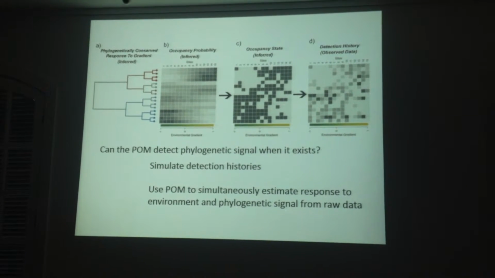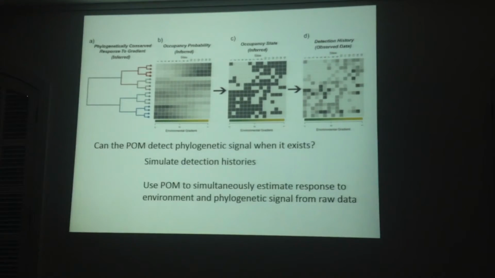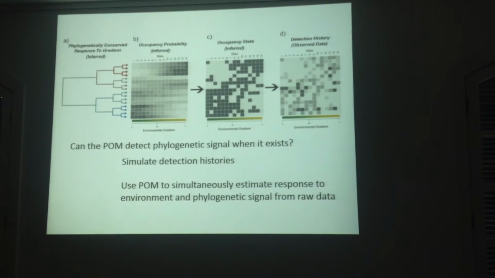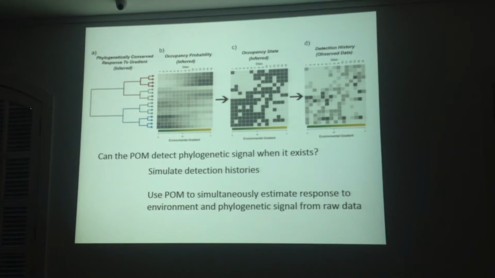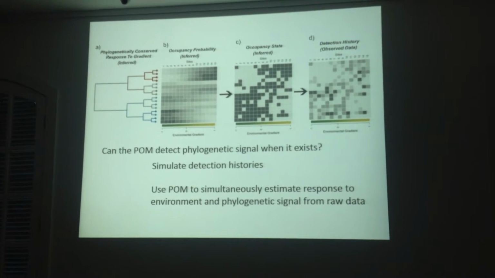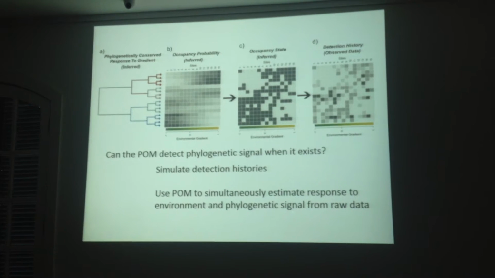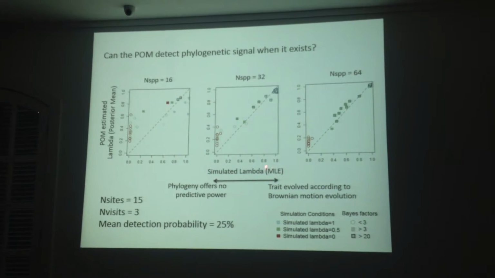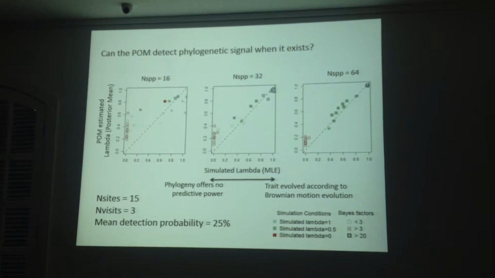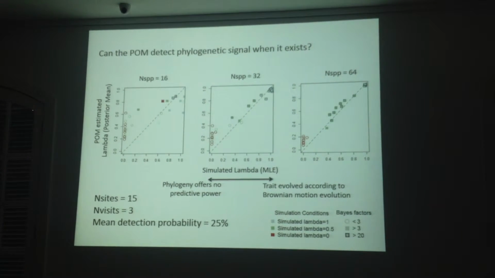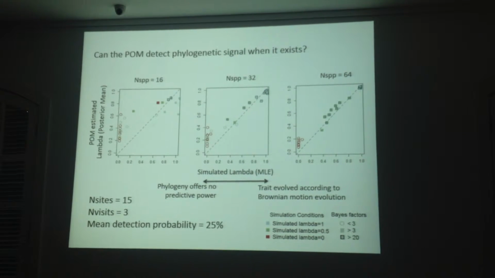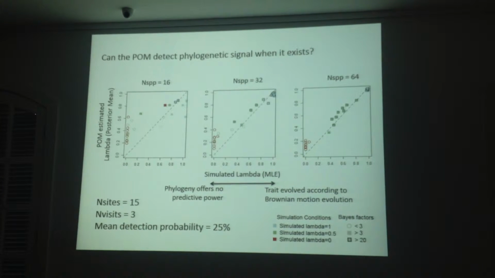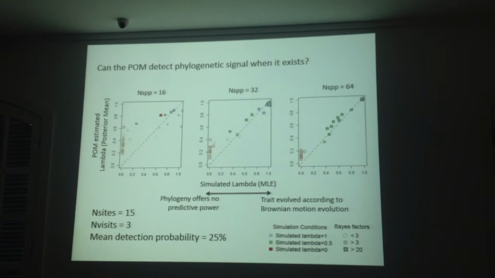Now that we've established this framework, the next question is, does it actually work? Can we use the phylogenetic occupancy model to detect phylogenetic signal when it does exist? So I conducted a number of simulated detection history analyses to actually check this, and the short answer is that yes, you can. So here we're using lambda, Pagel's lambda. It's just a way to quantify the phylogenetic signal. There are tons of different ways to think about this. This is my preferred method because it's relatively simple, but it can be made as complex as anyone wants it to be.